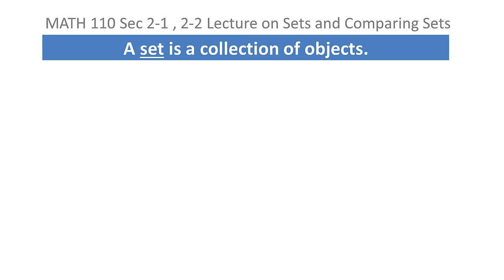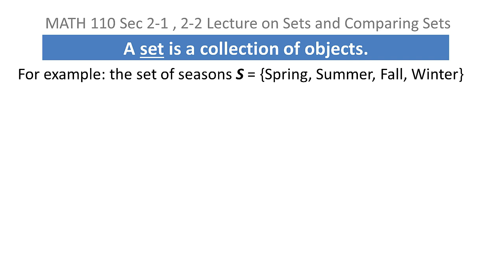This lesson is all about sets. We will define a set to be a collection of objects. For example, spring, summer, fall, and winter would be the set of seasons, and we could give that a name. Oftentimes we use capital letters for names of sets, so we might say that the set of seasons is called S.